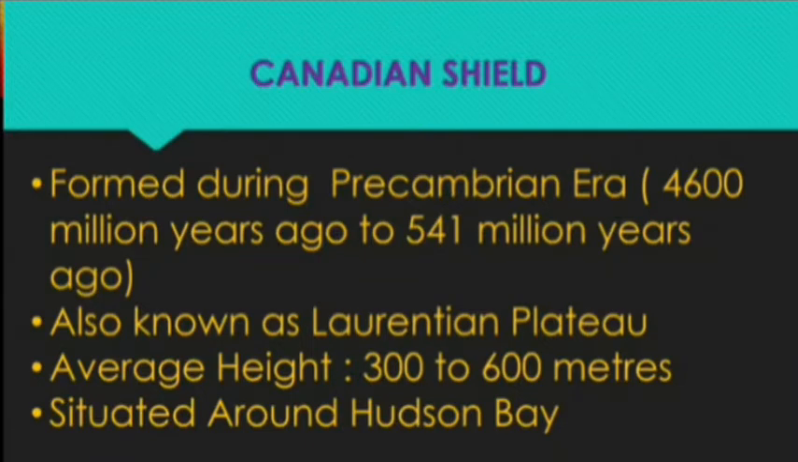First of all, I have written here about Canadian Shield. Earth was formed 4.6 billion years ago. Right from that time to 514 million years ago, it is considered to be the Precambrian era. In that time, Earth was in a molten state and was solidifying to form the solid state. So just in that era, Canadian Shield was formed.